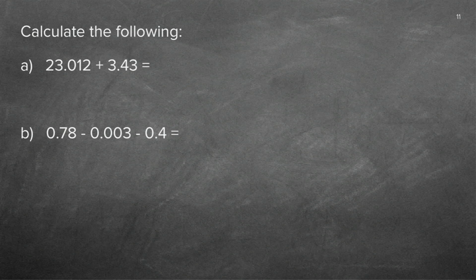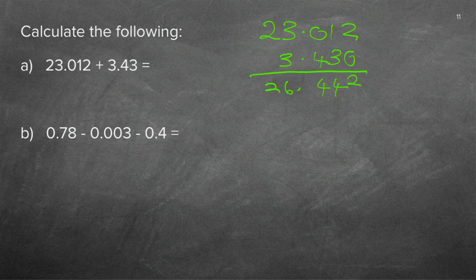Right. Now if we have to calculate with decimal fractions, 23.012 and 3.43. So what did I tell you in the previous lesson? What is important to do? Correct. It is much easier to make sure that we've got the same number behind the decimal, so that we don't get confused. So I hope you remember this. And now we can just add it up for 26.442. Have you got it correct? Well done.